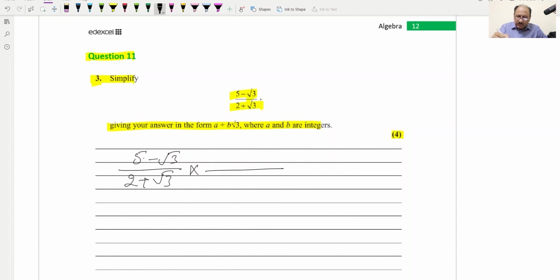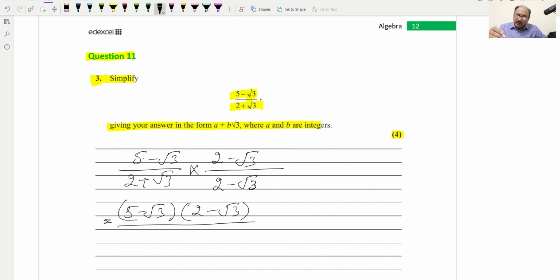So for rationalization, we will write the denominator over here with the changed sign, and the same thing we will write over here as well. This is how we are doing rationalization. And now the numerator will be multiplied, and I'll just copy the first over here, and 2 minus under root 3, and this will be the denominator.